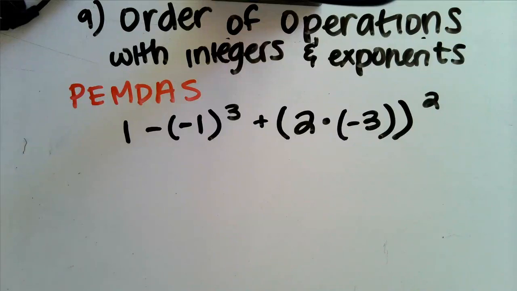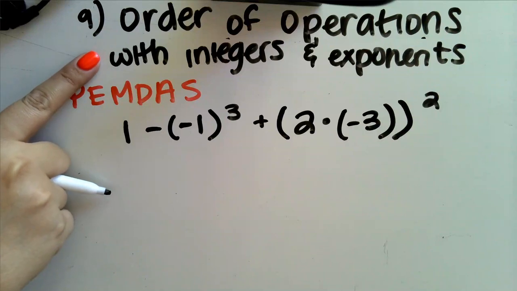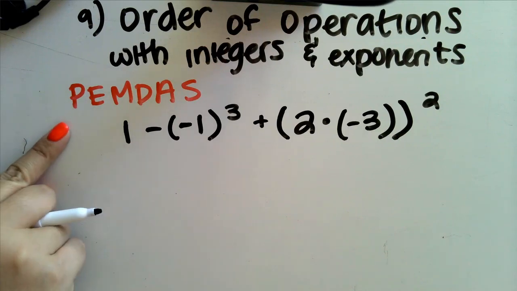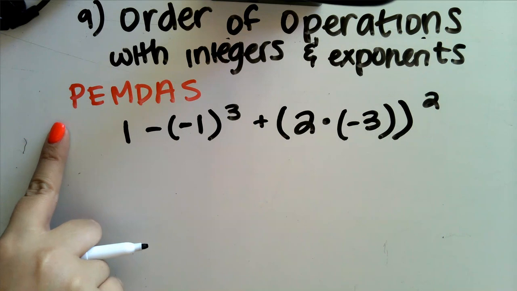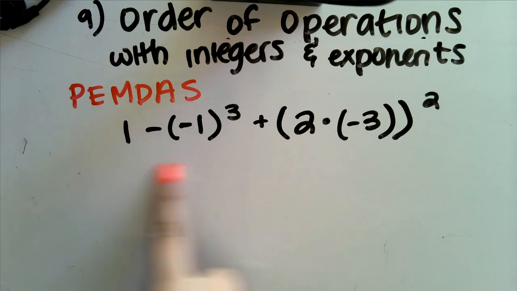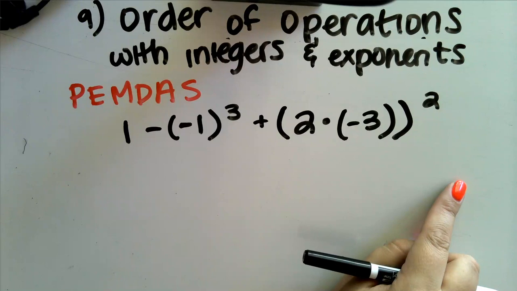Hey guys, today we are leveling up our order of operations, and this time we're going to be using both integers and exponents. That's the extra thrown in there. We all know our order of operations: parentheses, exponents, multiplication and division, and addition and subtraction. Go ahead and write down this problem and let's get started.